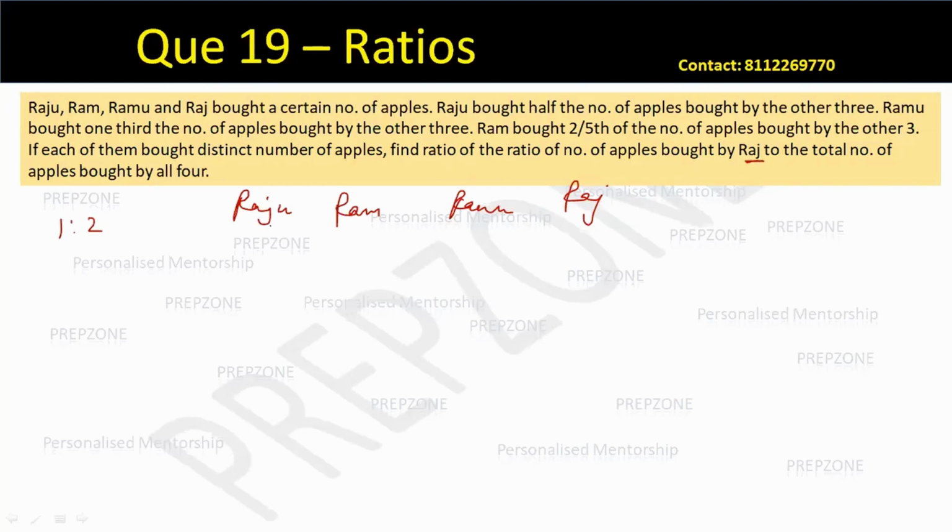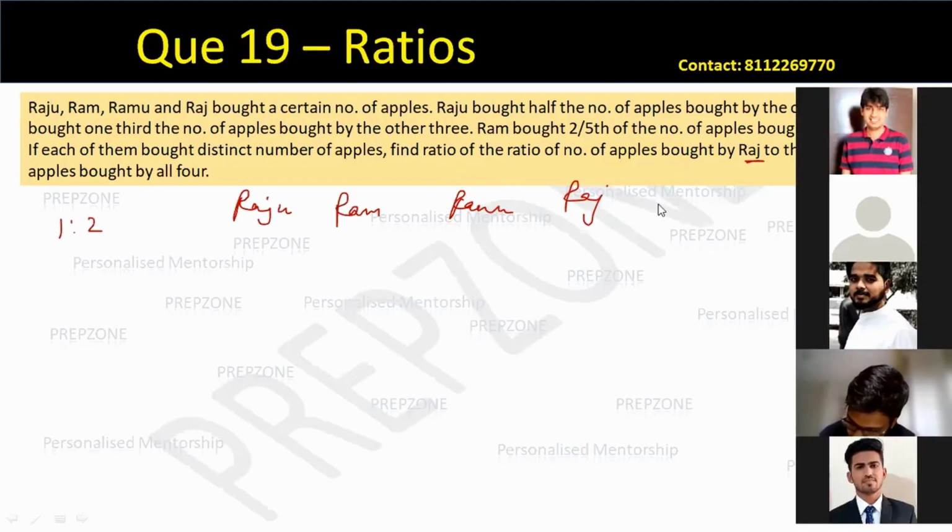So see, one hint that we get is the other three will always keep on changing, right? So if we take the ratio with respect to the other three, we have to have a lot of variables, x, y, z, w, right? Hence, that is not the right way. What have we been asked? We have been asked, out of the total number of apples, what is the fraction of Raj? That is what is asked.